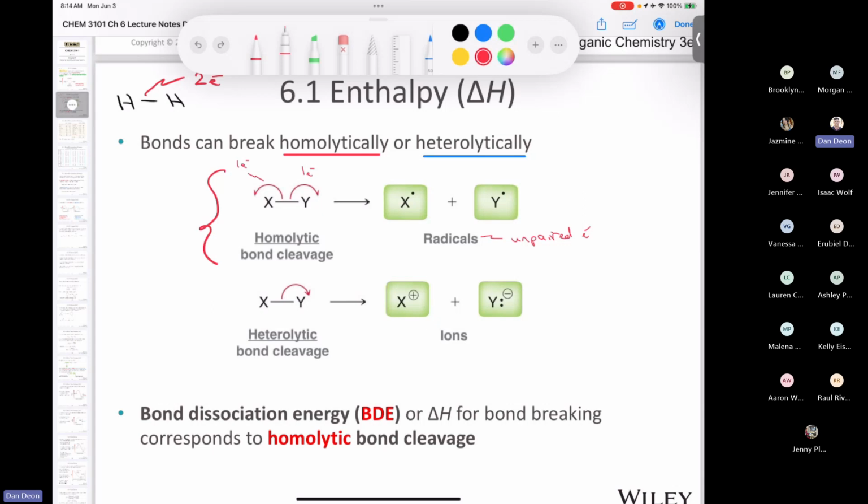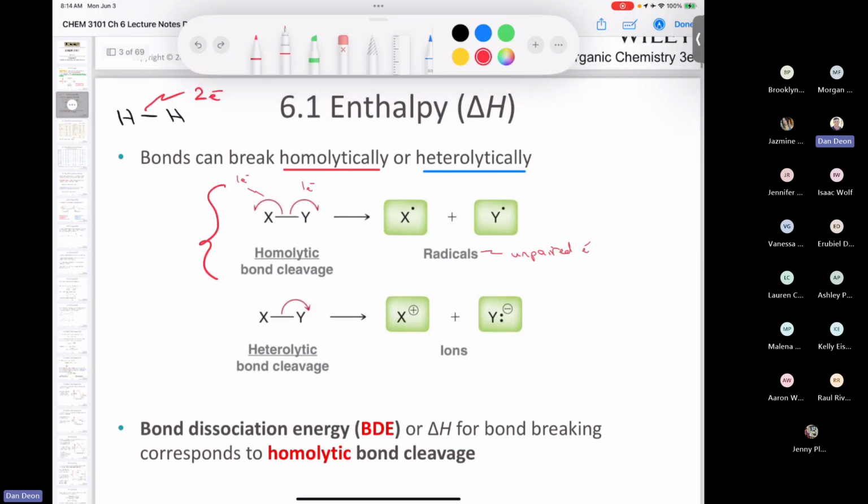But when we're talking about calculating delta H of a reaction, and this is something that you should remember from General Chemistry 1 and 2, you would have calculated delta H for a reaction. RXN is just my shorthand form for reaction. When we're calculating the delta H of a reaction in organic chemistry, we actually use bond dissociation energies that are the result of homolytic bond cleavage, okay?